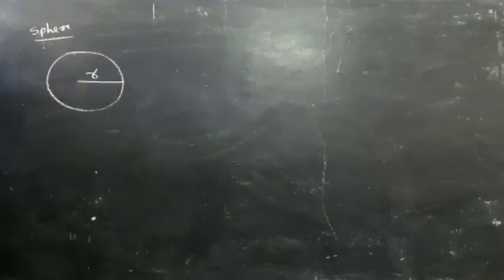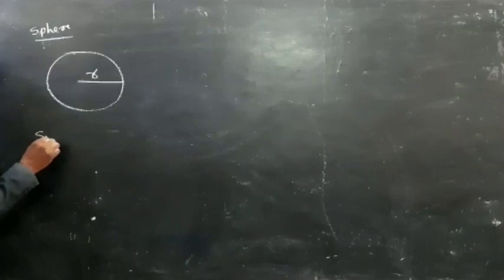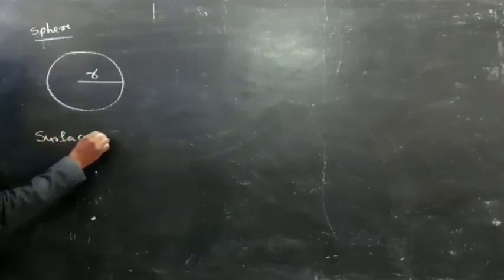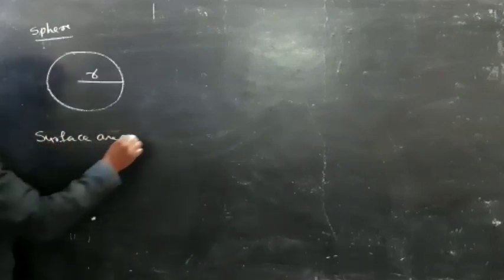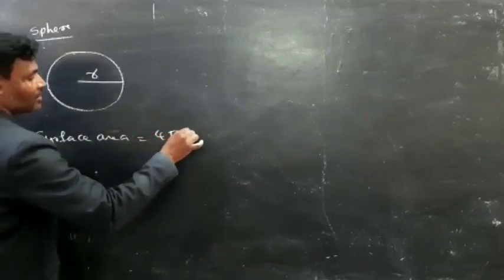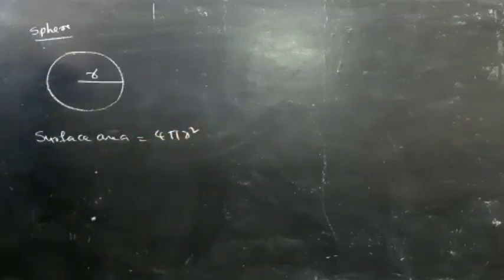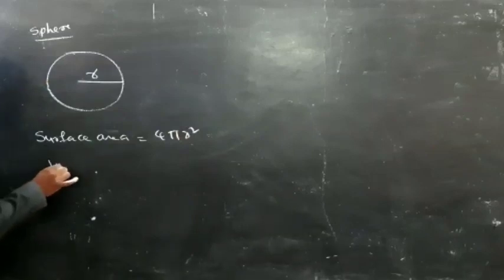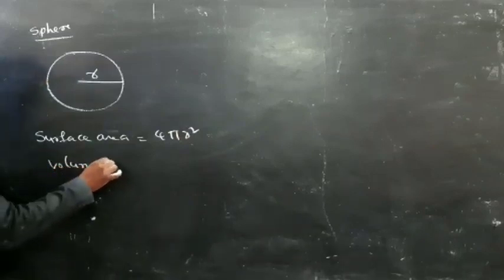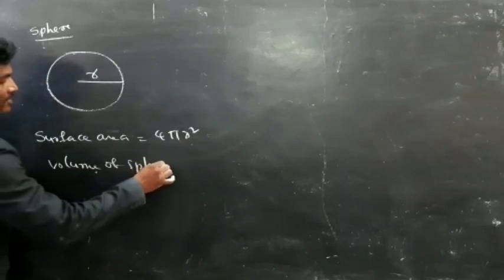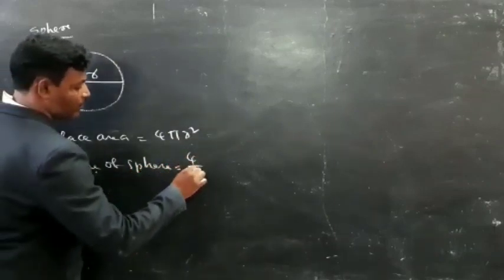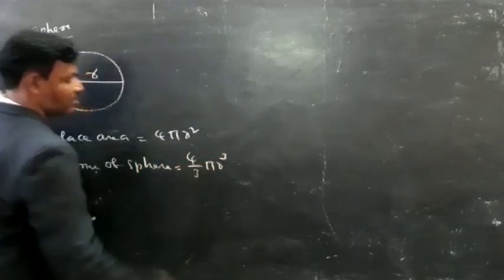Next I am going to explain about sphere. I am taking radius of the sphere as r. First of all, surface area of sphere is equal to 4 pi r square. Similarly, volume of sphere is equal to 4 by 3 pi r cube.